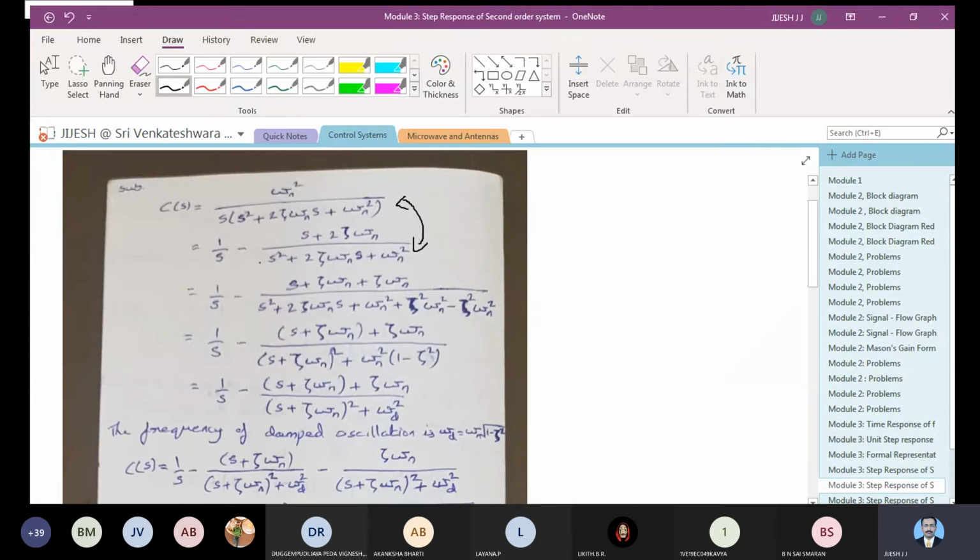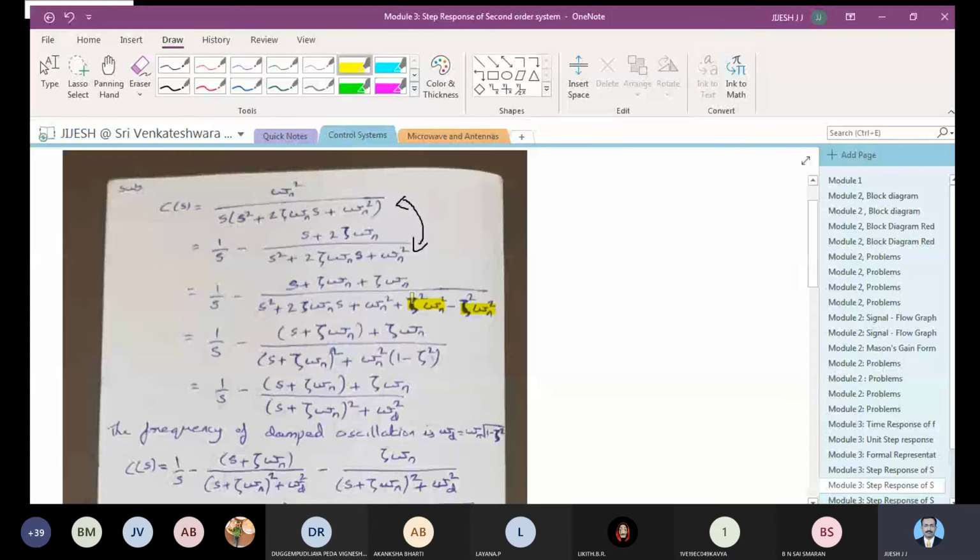So what we are going to do here is add zeta square omega n square and subtract zeta square omega n square. When I add something and subtract it, it's not going to create any difference for me. So here you can see that in the denominator I have added zeta square omega n square and subtracted zeta square omega n square. This you should understand and remember when you derive it.